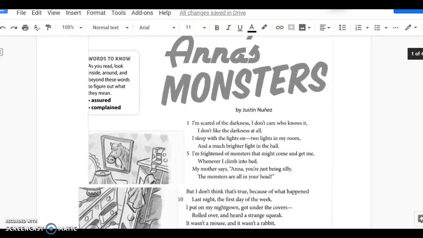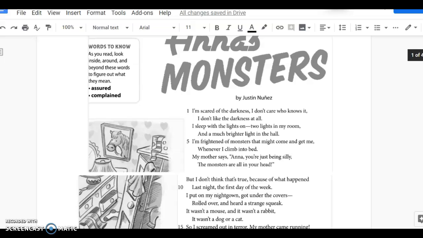Okay, this might be read aloud by Google Read Write, but since it was part of a PDF, I'm not 100% sure. So, Anna's Monster by Justin Nunez. And these are stanzas. So this is a stanza. After you have a break, you have a new stanza. So this is stanza 1.